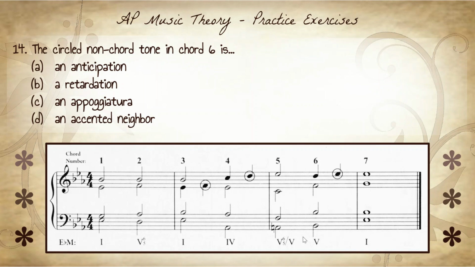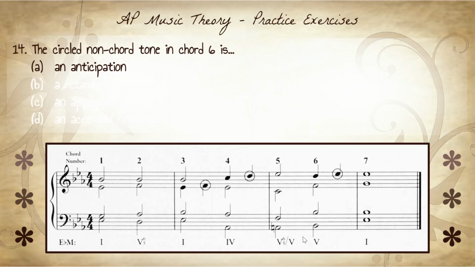Question 14. The circled non-chord tone in chord 6 is A, an anticipation, B, a retardation, C, an appoggiatura, or D, an accented neighbor. Correct answer is A. The non-chord tone in chord 6 is an anticipation. It leaves the chord and goes to the next chord early, anticipating the new harmony.